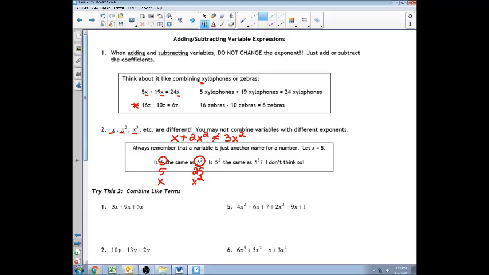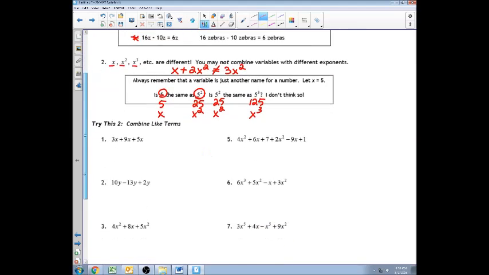So is 5 squared the same as 5 to the third? Well, 5 squared is 25. 5 to the third is 125. Those are not the same thing. That would be like saying x squared and x to the third are the same thing, and they are not. So the last part here, we're going to talk about combining like terms.